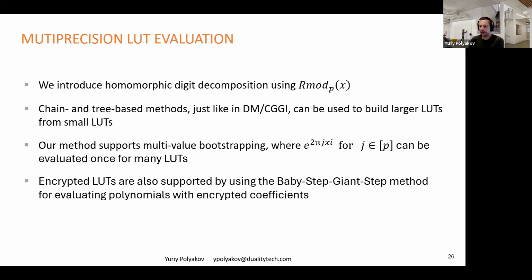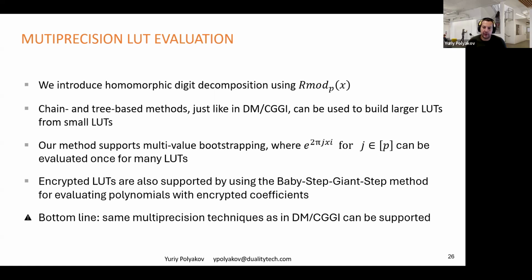This capability is also supported by the method. What it means is that some of the coefficients that we have in the interpolation, instead of being plaintext scalars, become encrypted. So in this case, something like the baby-step giant-step method could be used to evaluate those encrypted LUTs. Effectively, the toolset for LUT evaluation using a tree-based method is available.